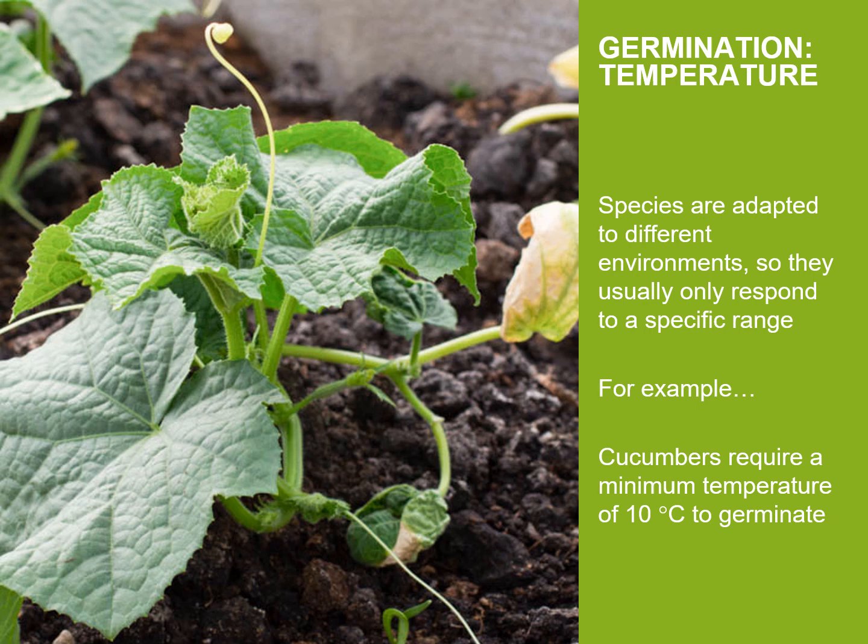So different species are adapted to different environments, obviously, and this goes back to their evolutionary origins, and domestication through plant breeding has adapted certain crops for certain other environments. But they typically only respond to a very specific temperature range. So, for example, this is a cucumber plant. Cucumbers generally require a minimum temperature of 10 degrees C in order to germinate.